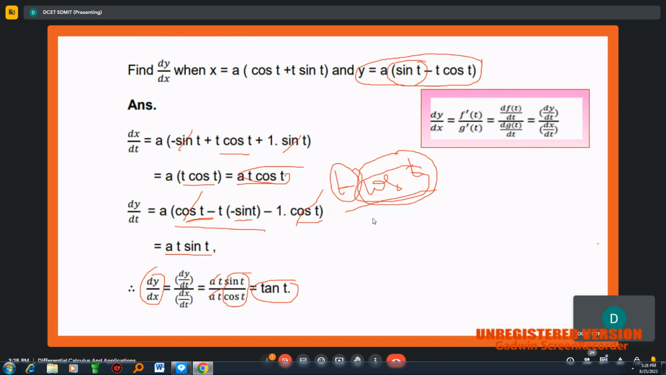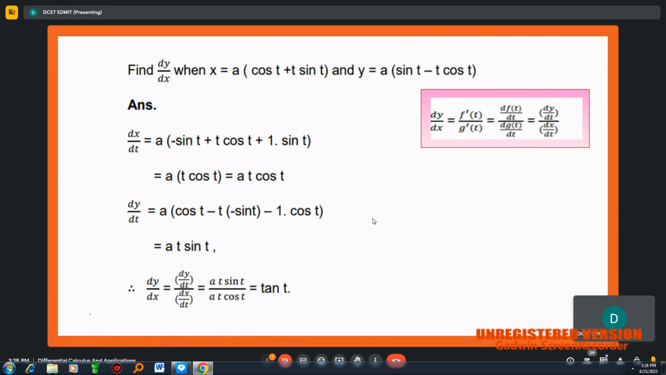Okay, clear? Have all of you followed this problem? Is it clear? Yes, respond please. Yes, okay.